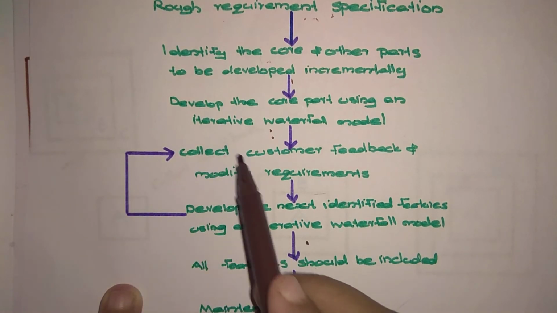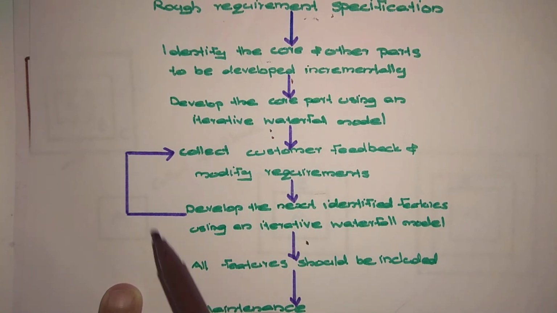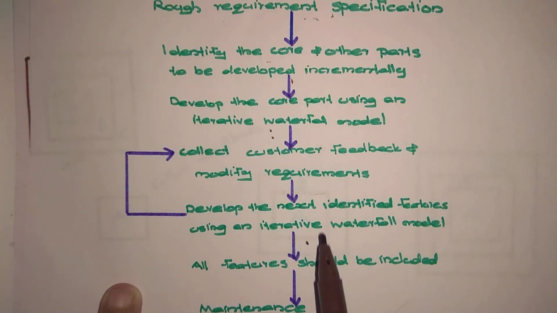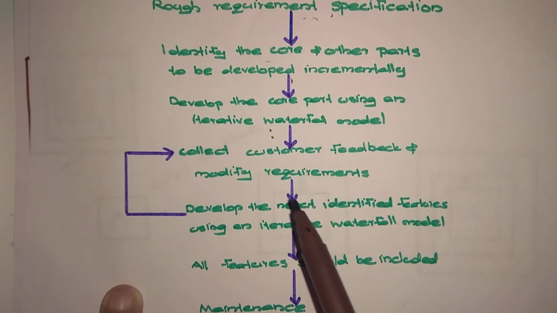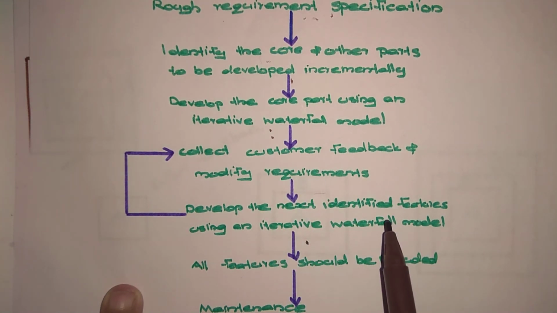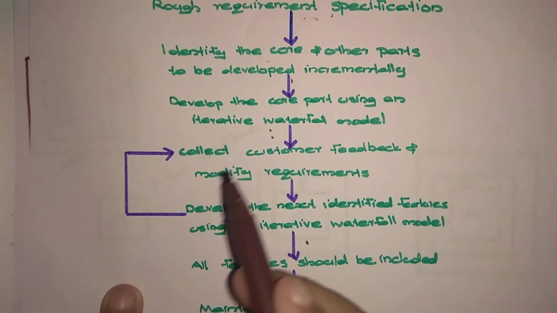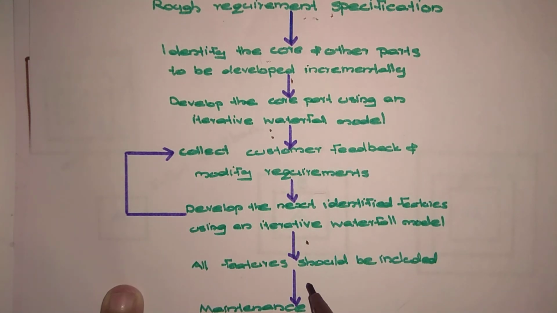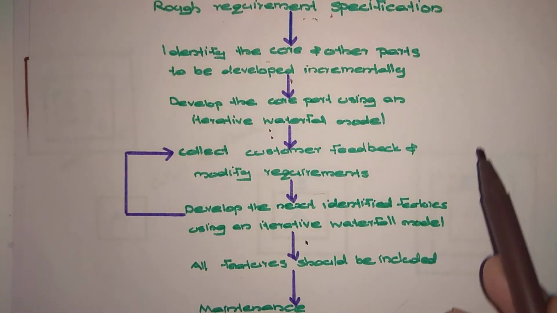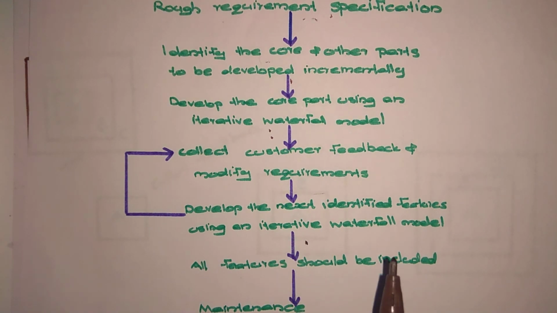Then this process will continue, that is, taking customer feedback and developing the next module. This process will continue until all features are added. After all features are added, the product is ready and goes for maintenance. This is what happens in the evolutionary process model. Thank you.